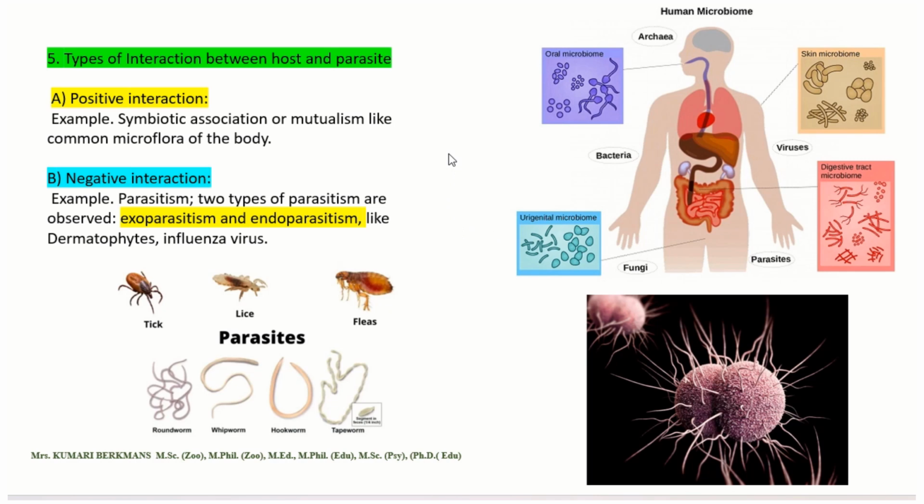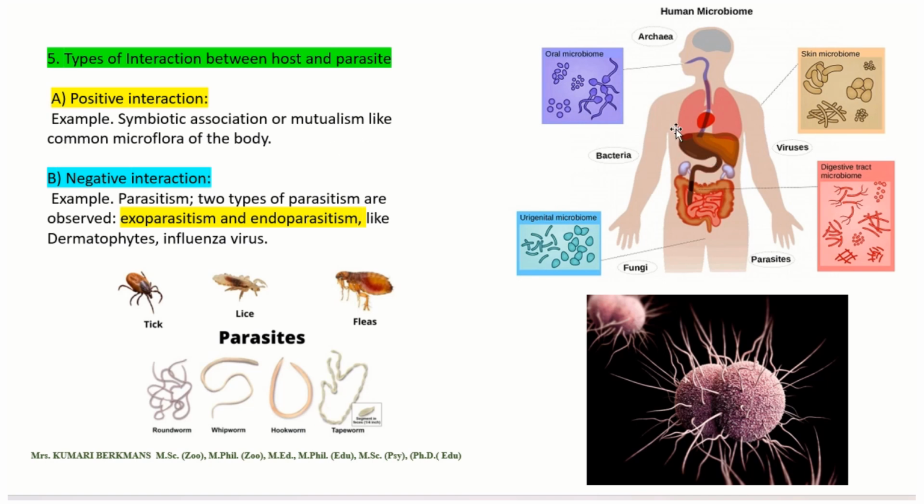Now let us see the types of interaction between the host and the parasite. There are two types of relationship between host and parasite microorganisms. One is positive interaction and another is negative interaction. What is positive interaction? It is symbiotic association or mutualism, like the common microflora of the body.